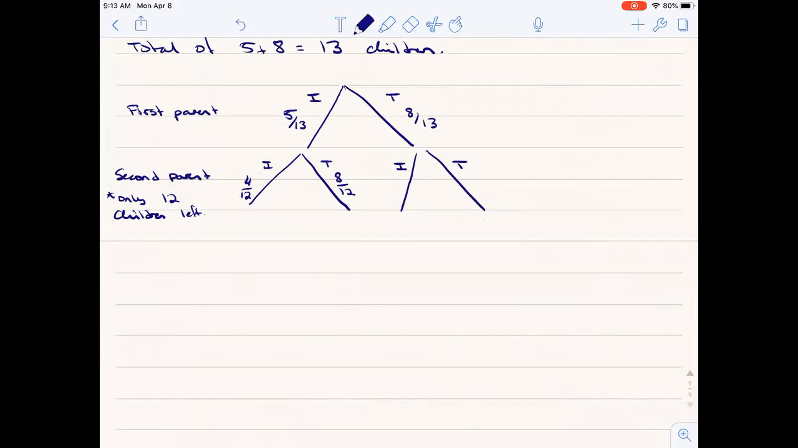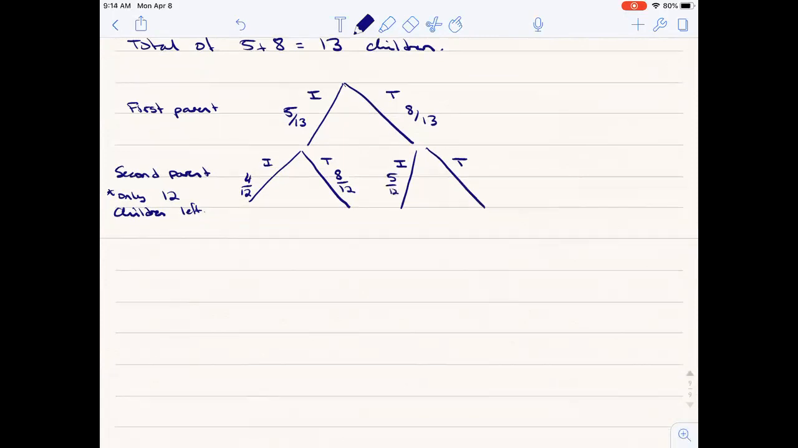If the first child picked up was a toddler, then there's still 5 infants at the daycare, so 5, but now out of 12. And if the first one was a toddler, then there's 1 less toddler, so there's 7 out of 12 toddlers. Same idea with the third parent. Now there are only 11 children left.